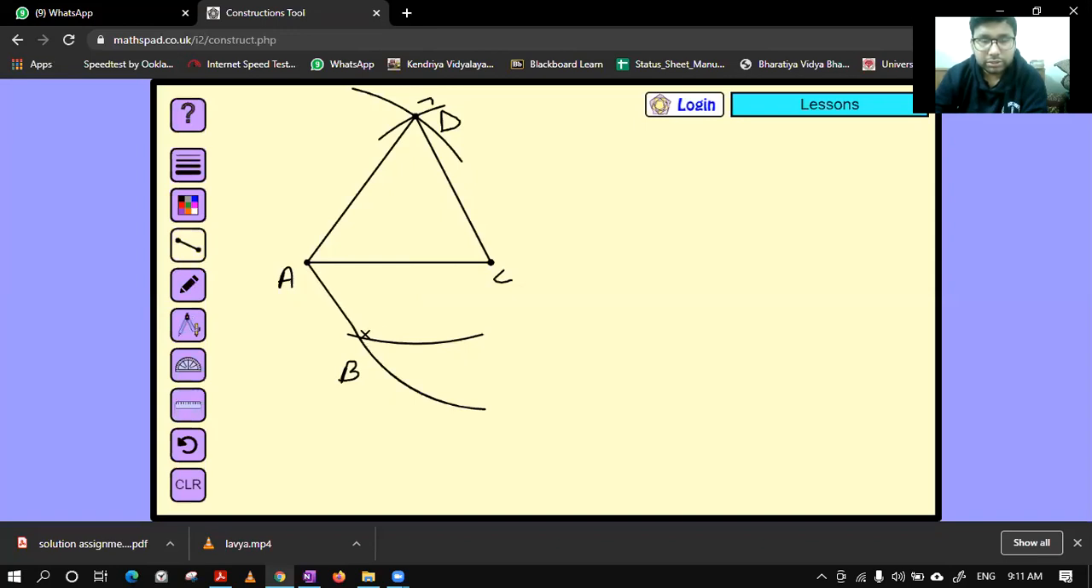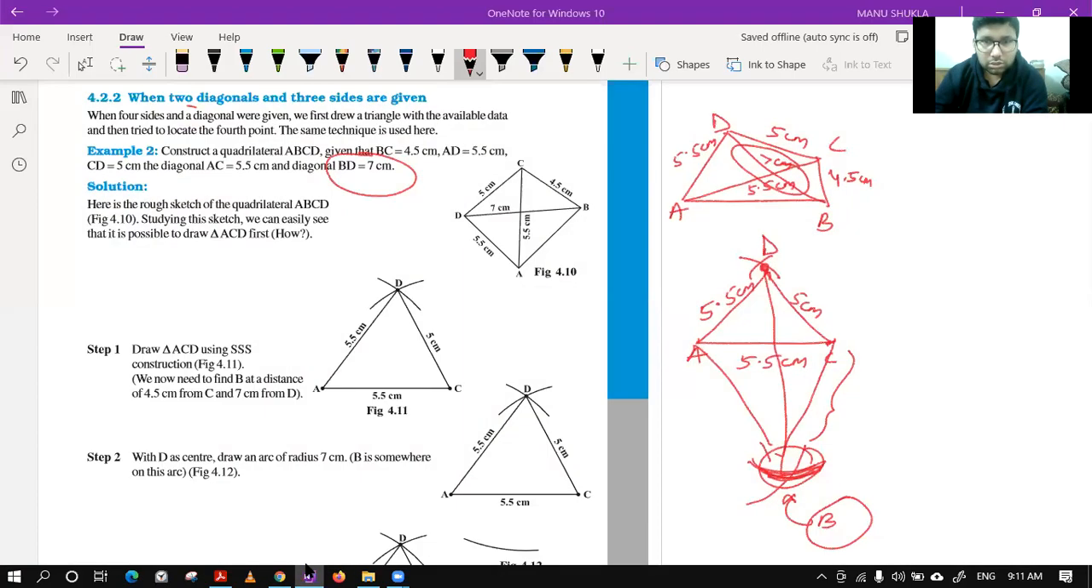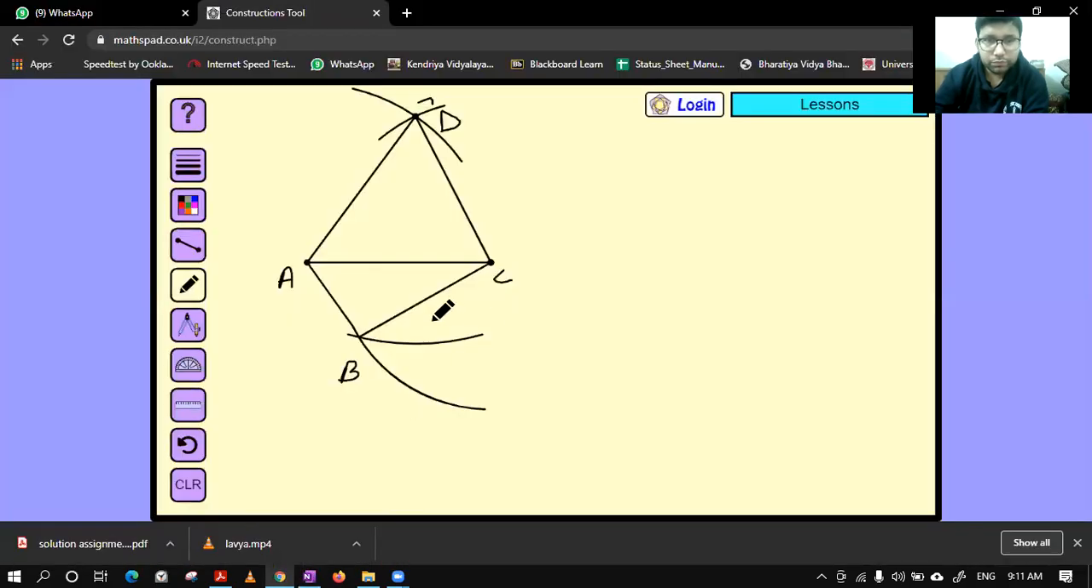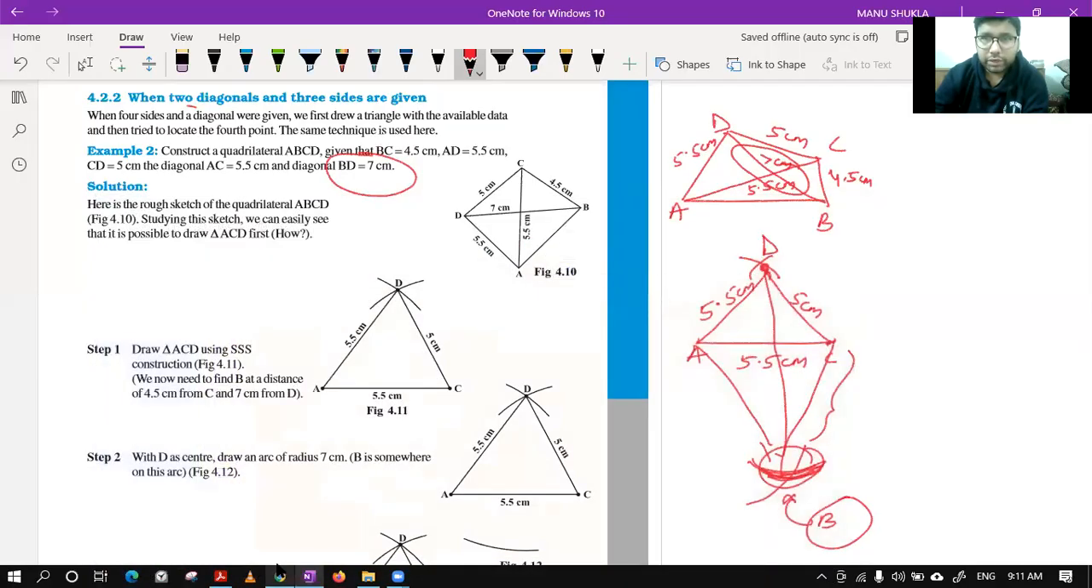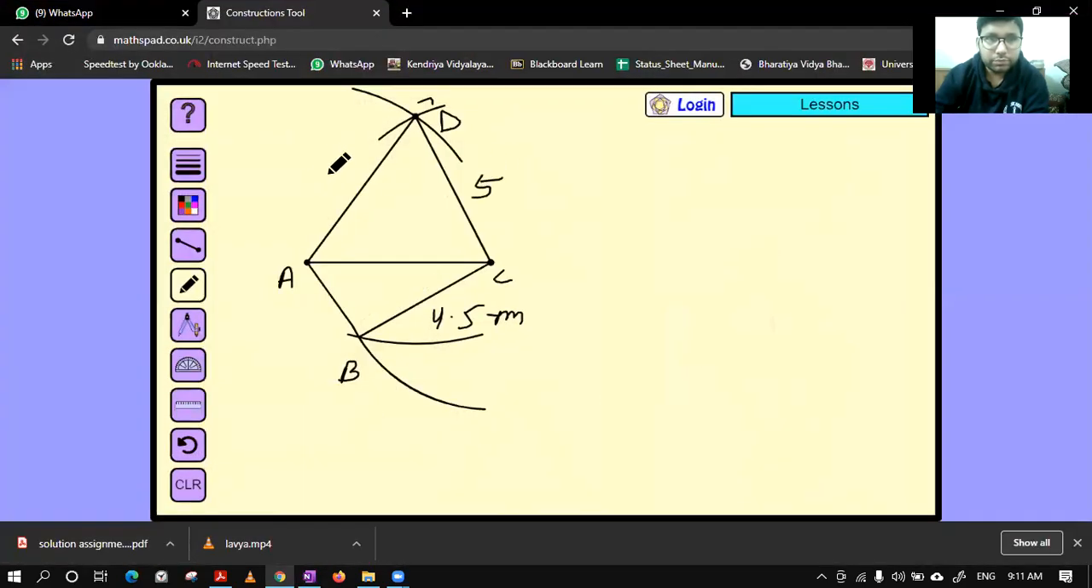And you can check by the scale that the lengths are same. So this is 4.5 centimeter. Then you have 5 and 5.5. This is 7 centimeter, the diagonal that was given to you.